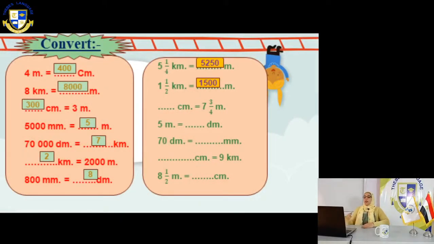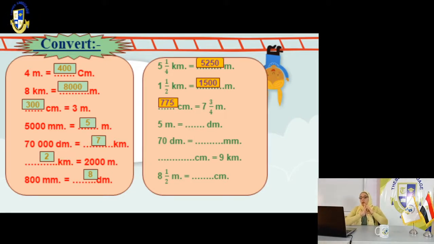Okay. Now we will convert 7¾ meters to centimeters. From meter to centimeters, we will multiply, because we go from big to small. 7 meters times 100 equals 700, and ¾ equals 75. Add them together, 700 plus 75, it will be 775.